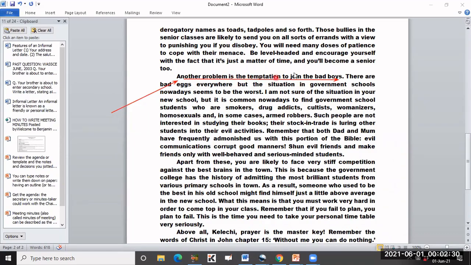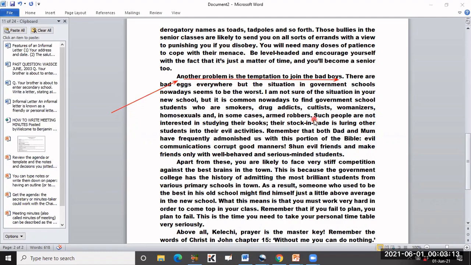Another problem is the temptation to join the bad boys. There are bad eggs everywhere. You are now explaining the problem, what this challenge means. There are bad eggs everywhere, but the situation in government schools nowadays seems to be the worst. I am not sure of the situation in your new school, but it is common nowadays to find government school students who are smokers, drug addicts, cultists, womanizers, homosexuals, and in some cases, armed robbers.